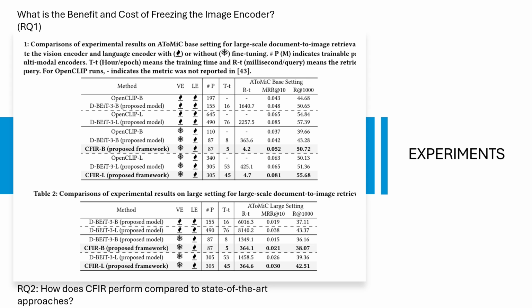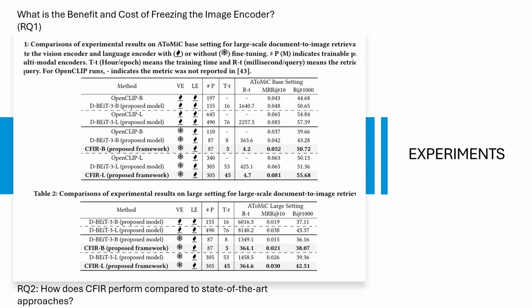As we can see, we evaluate the computational and performance traits of freezing the image encoder by comparing its performance with that of whole model fine-tuning. The comparison focuses on two models, OpenCLIP and debate tree, as detailed in the upper block of Table 1 for the atomic base setting and Table 2 for the atomic large setting. The primary motivation for freezing the image encoder lies in the creation of an image embedding cache, which substantially mitigates computational overhead on encoding images during both training and retrieval phases.